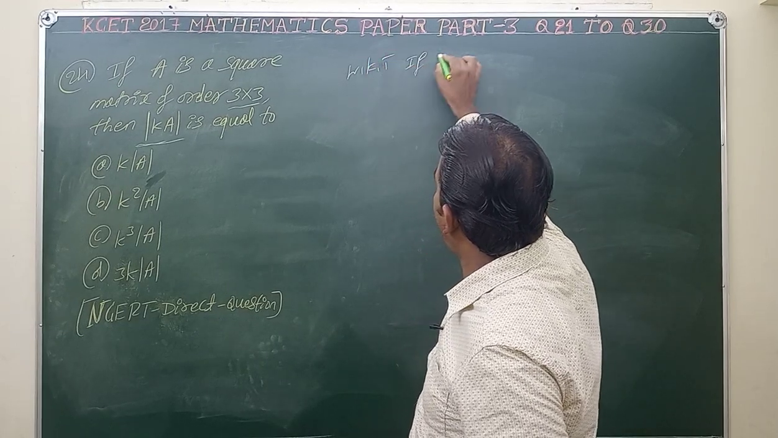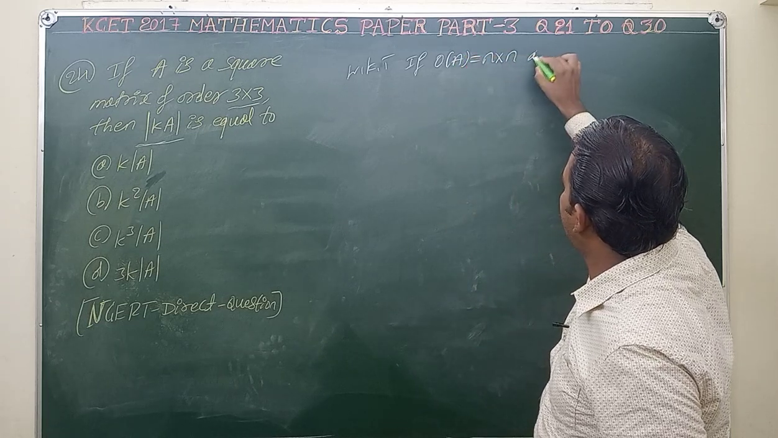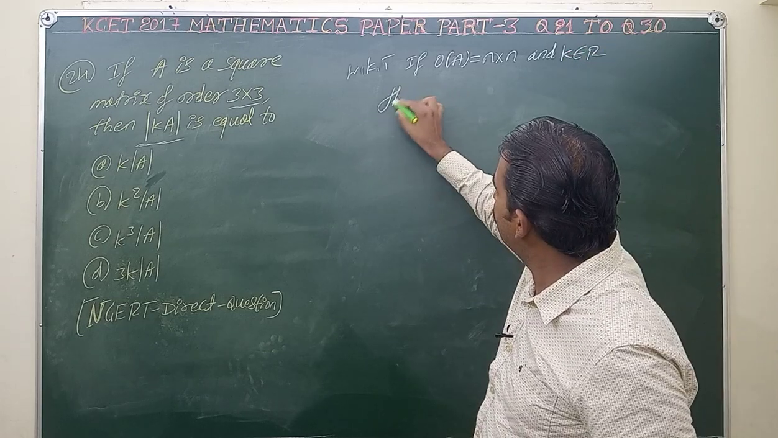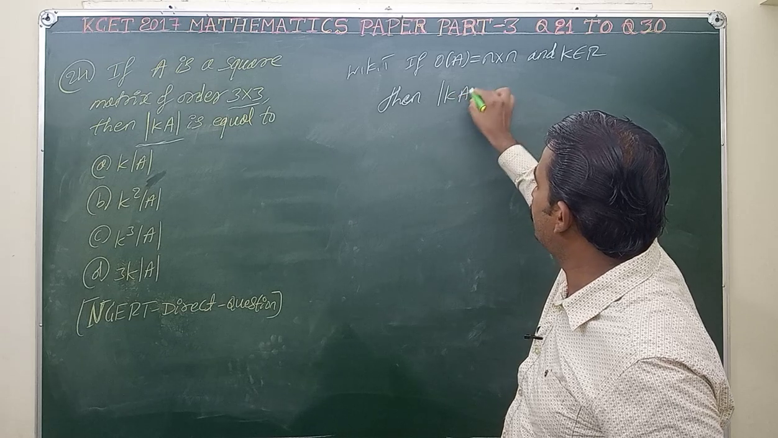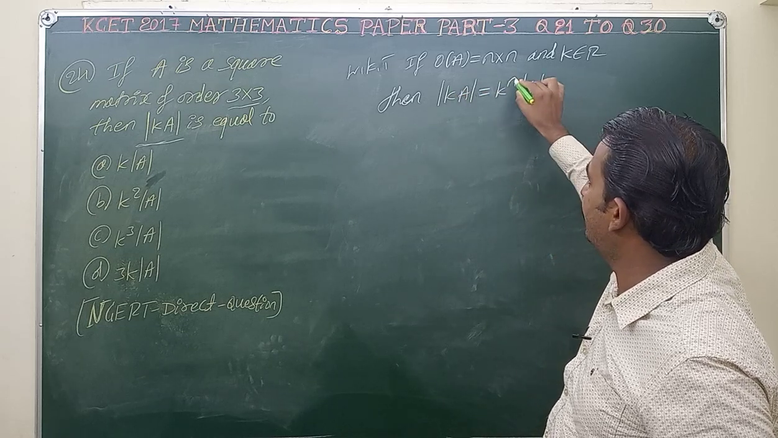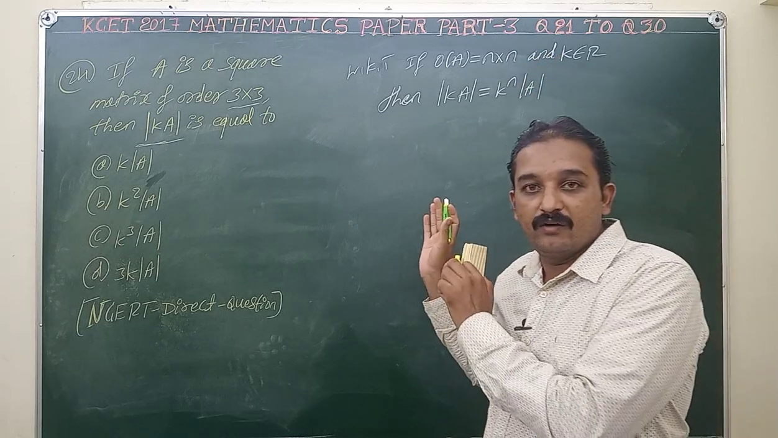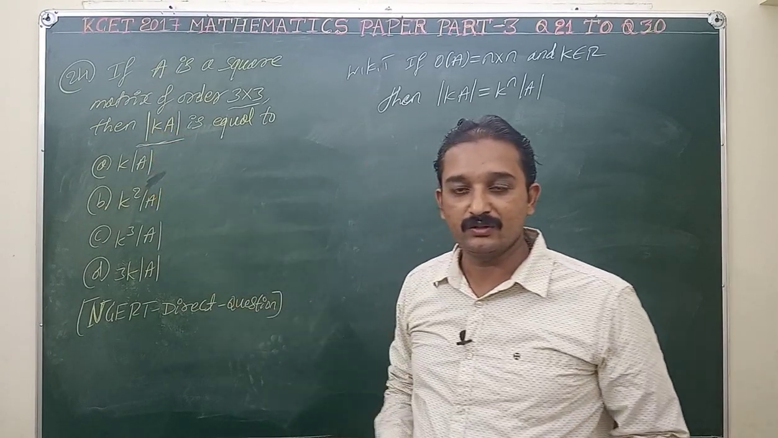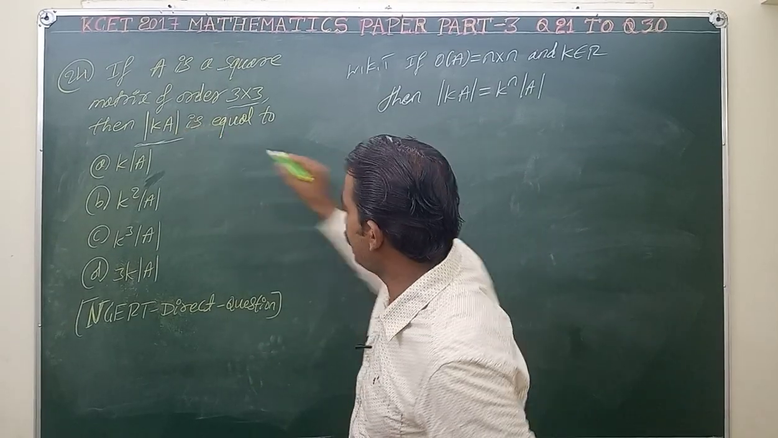If the order of A is n cross n and K belongs to any real number, then determinant of K into A can be written as K to the power of n into determinant of A, where n is the order, K is the real number, and determinant A. So using this formula we have to find out the value of determinant K into A. This is a repeated question, repeated so many times in KCET.